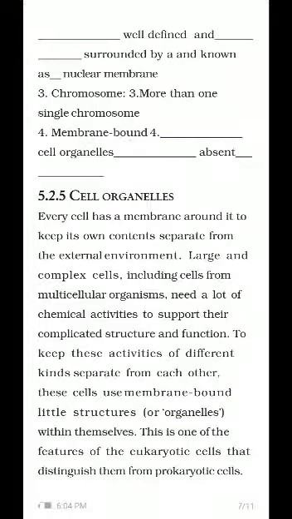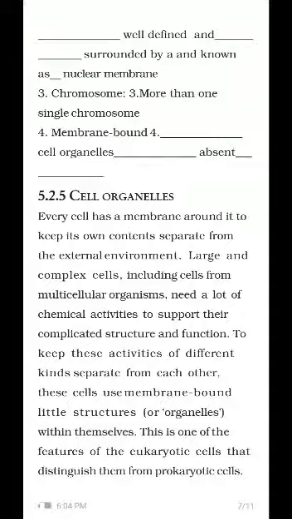Cell organelles. Every cell has a membrane around it to keep its own content separate from the external environment. Large and complex cells, including cells from multicellular organisms, need a lot of chemical activity to support their complicated structure and functions. To keep this activity of different kinds separate from each other, the cells use membrane-bound little structures.